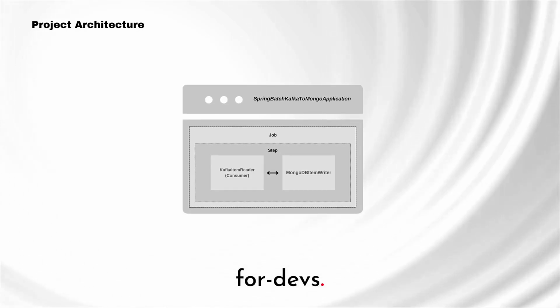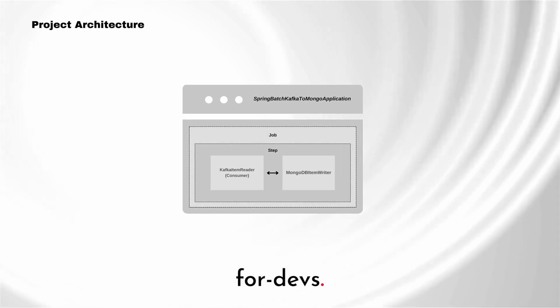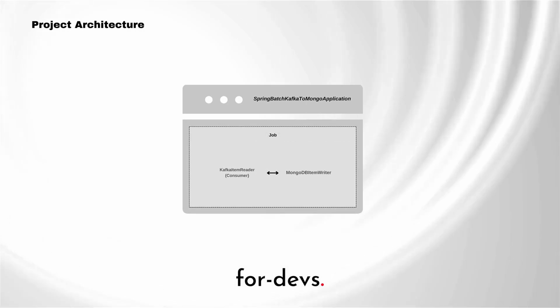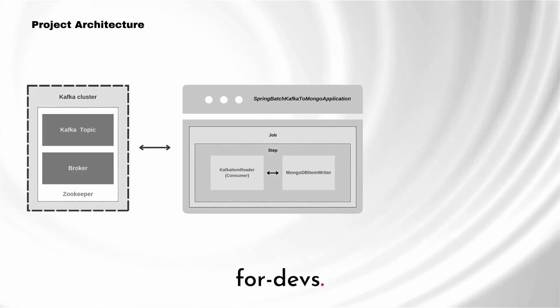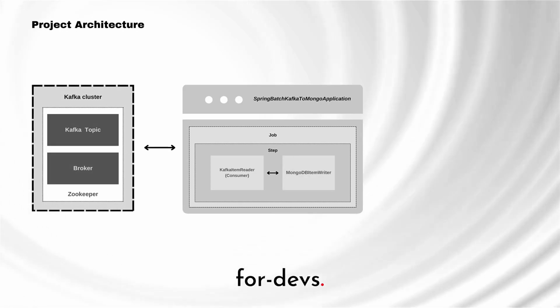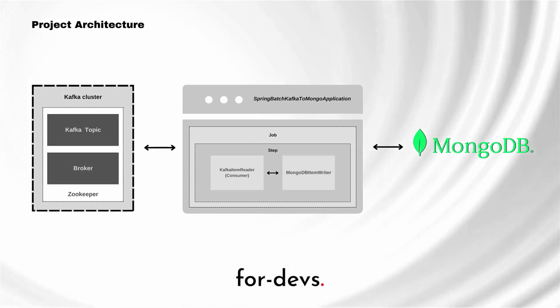The second application is similar. The Spring Batch job sets up a step with a consumer for messages written by the first application in the same Kafka topic. Subsequently, the consumed messages will be written into MongoDB.